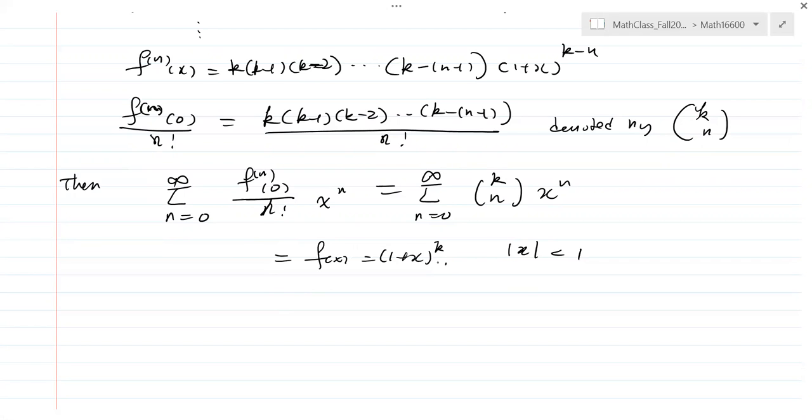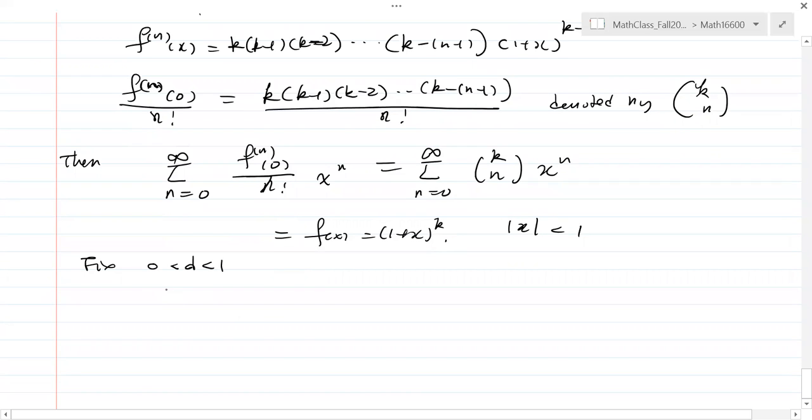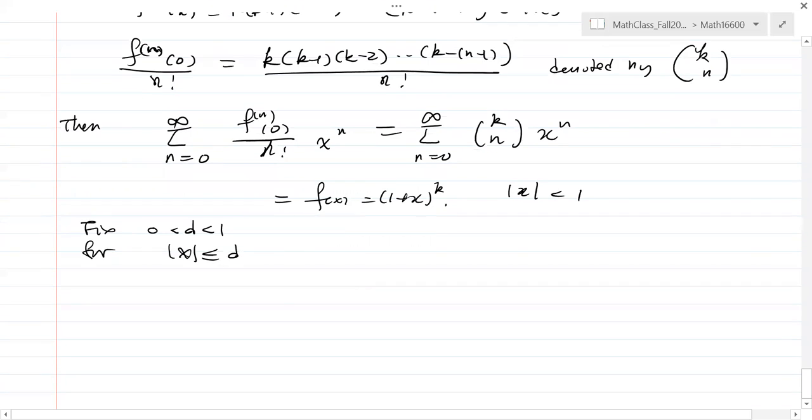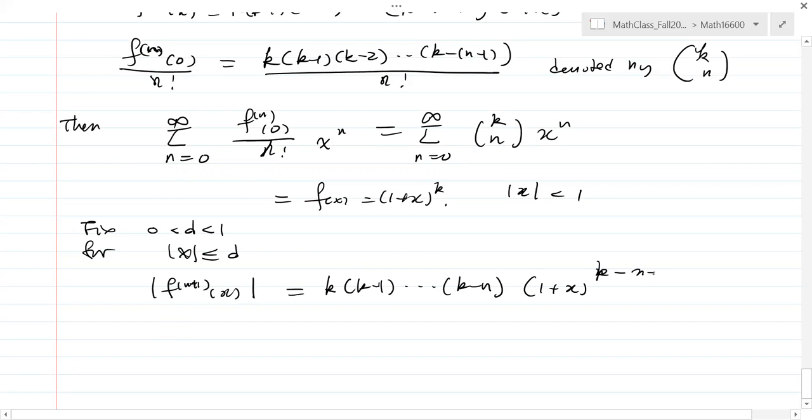The idea is just trying to show that, fix an arbitrary d less than 1. Then for x less than or equal to d, I want to make sure this is a convergence. So I have to look at the n plus 1 derivative, and this is going to be k minus 1 all the way to k minus n, and then 1 plus x to the k minus n plus 1.